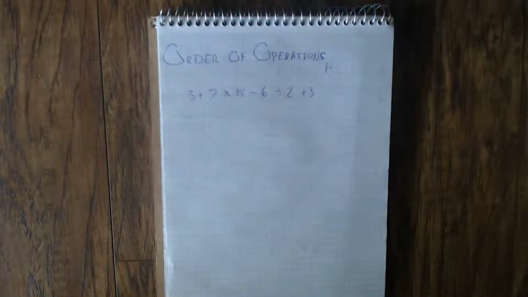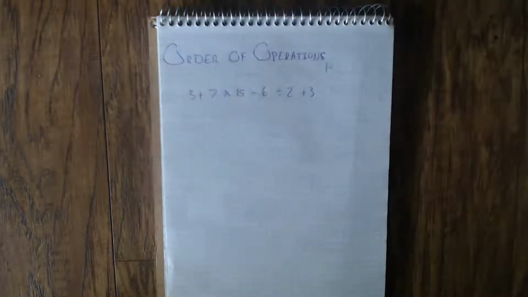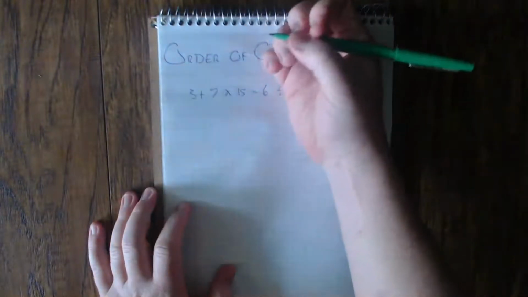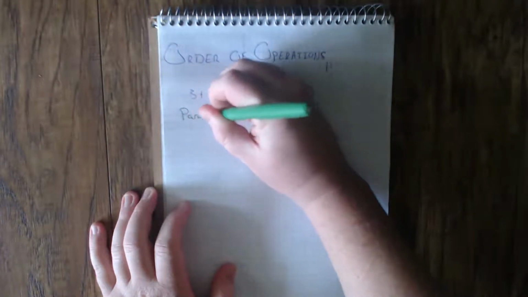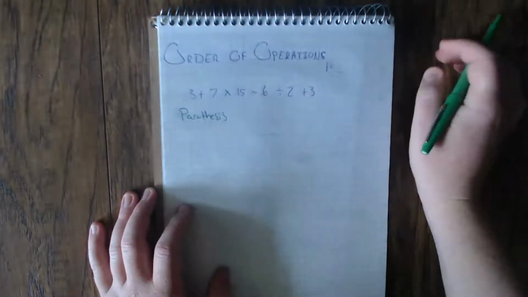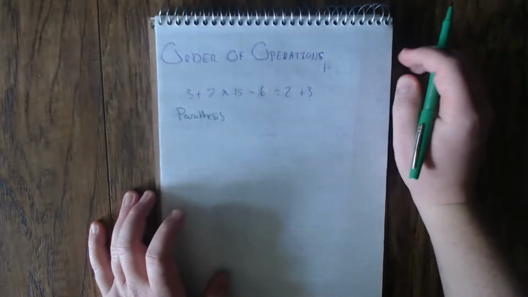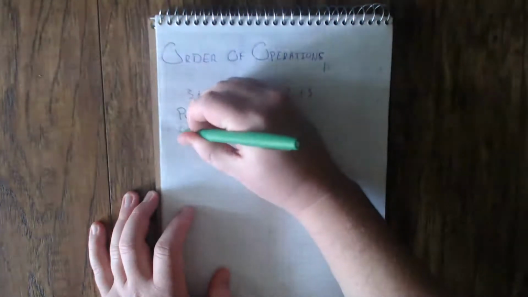So when we read, reading tells us to go left and right. However, when it comes to math, we can't just go from left to right. So what we have to do is look at our order of operations, which are as follows. They start with parentheses. I think I spelled that right. If not, it happens. Google it. So we have parentheses. We have exponents.